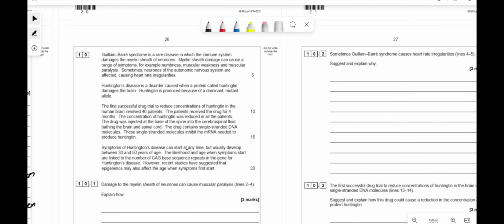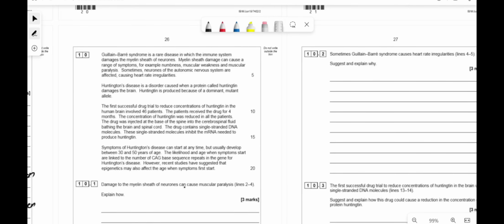Symptoms of Huntington's disease can start at any time, but usually develop between 30 to 50 years of age. The likelihood and age when symptoms start are linked to the number of CAG base sequence repeats in the gene for Huntington's disease. This phenomenon is known as genetic anticipation, for those that want an extra fact. However, recent studies have suggested that epigenetics may affect the age when symptoms first start.